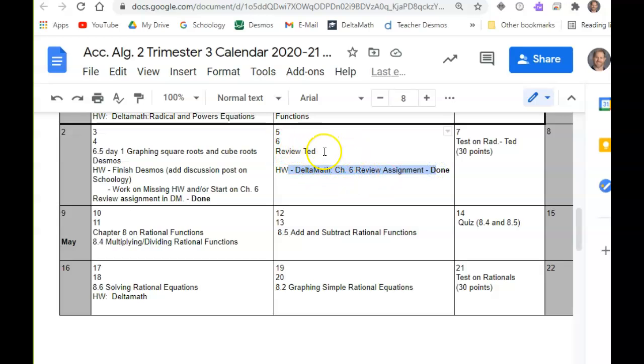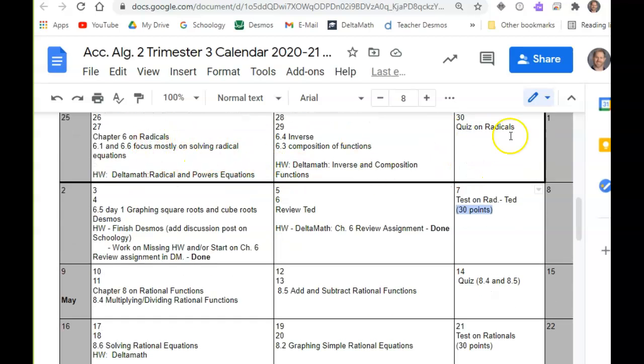And we're going to review for the test on Wednesday. Oops, that's the test. Because I created it. And notice the test isn't as much as the other tests, because we didn't spend much time on this unit. It's like a mini unit. It's still worth more than a quiz, but it's a 30-point test on radicals. So basically over the last week and a half.